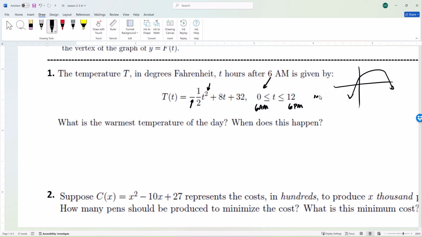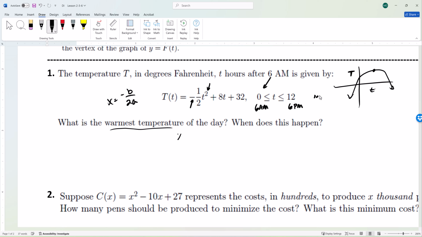It's saying, what is the warmest temperature of the day? So if this is the time and this is the temperature, the warmest temperature is going to be at the vertex. So I need to find the vertex of this. To quickly find the vertex, negative b over 2a. That's your x value. And then your y value, you plug it back in.